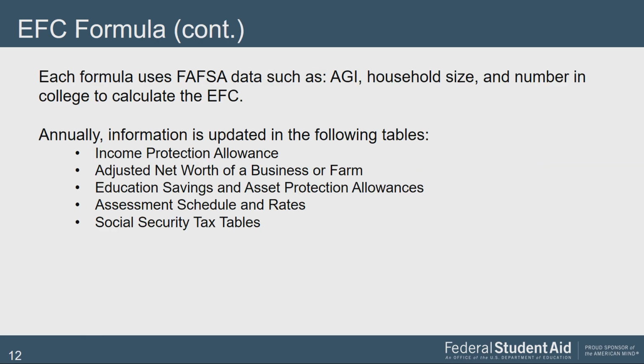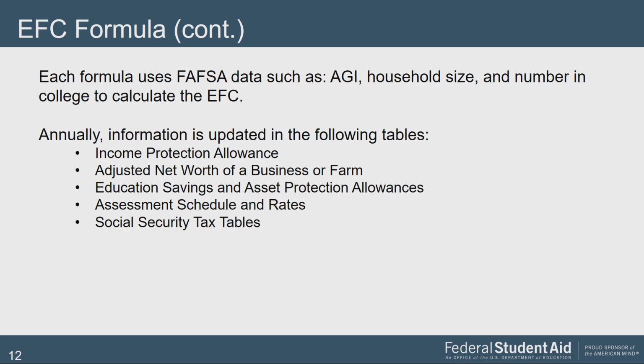Each formula uses FAFSA data such as adjusted gross income, household size, and number in college to calculate the EFC. And annually, per the Higher Education Act, information is updated in the tables that we have, both in the EFC formula guide that we publish on IFAP, Information for Financial Aid Professionals. And so we update the income protection allowance, adjusted net worth of businesses or farms, education savings, and asset protection allowances, assessment schedules and rates, and Social Security tax tables.